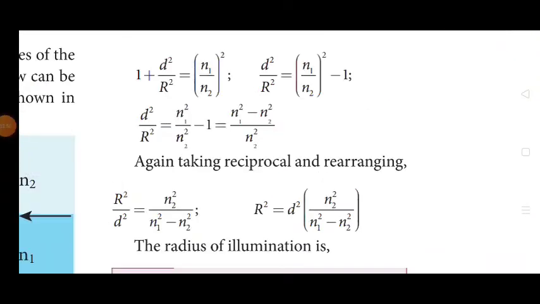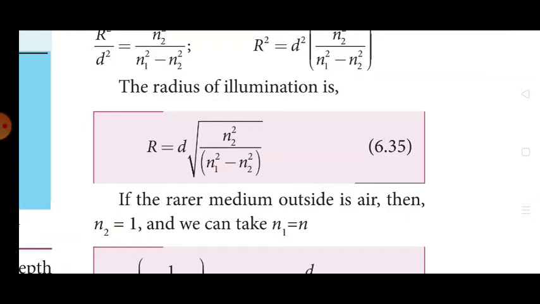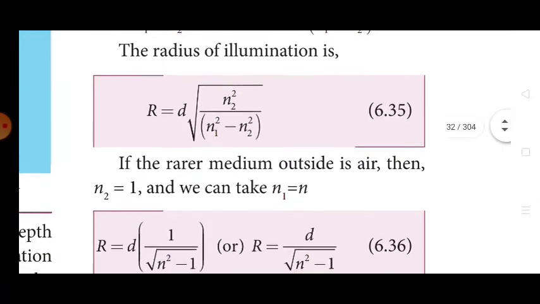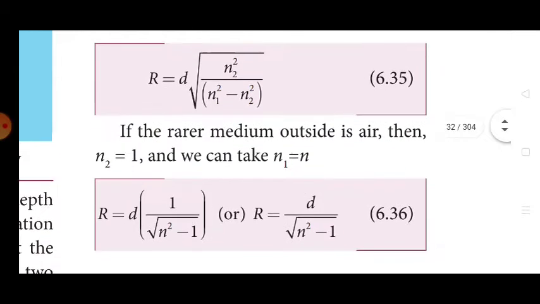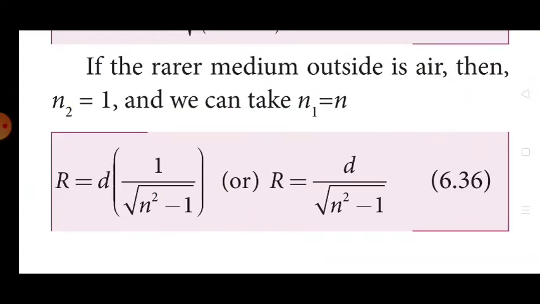Again taking reciprocal and rearranging, r square is equal to d square into n2 square by n1 square minus n2 square. The radius of illumination is r equals d into root of n2 square by n1 square minus n2 square. If the rarer medium outside is air, then n2 is equal to 1 and we can take n1 equal to n. So, r is equal to d into 1 by root of n square minus 1, or r is equal to d by root of n square minus 1.